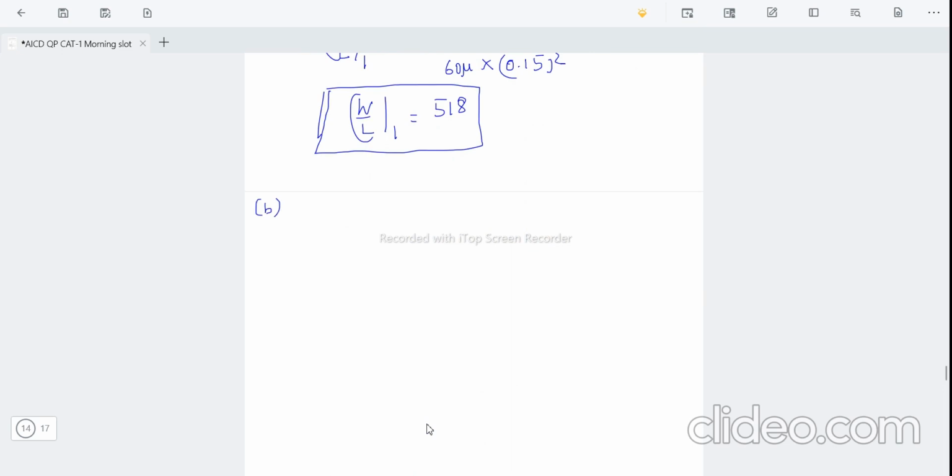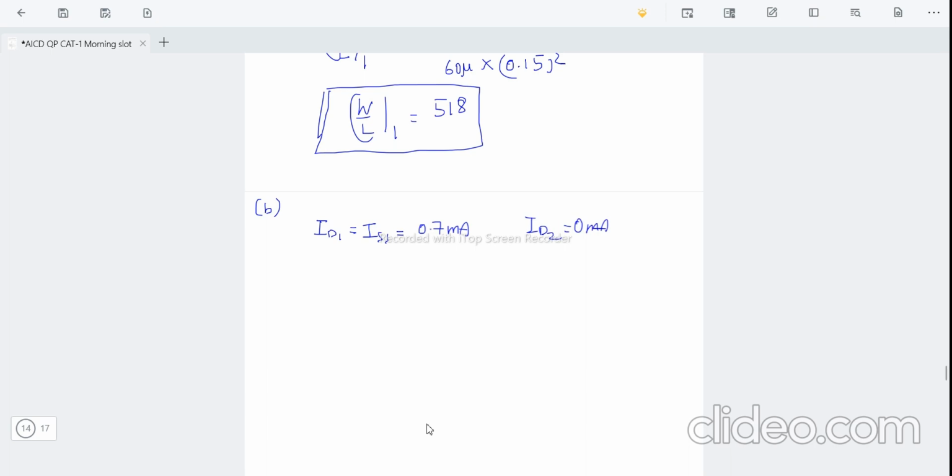When one of the MOSFETs gets switched off, the entire current will be steered towards the other MOSFET. So let M2 get switched off, so that the entire current will be steered towards M1. So the current, which is 0.7 milliamperes, will be flowing through that. Then ID2 would be 0.